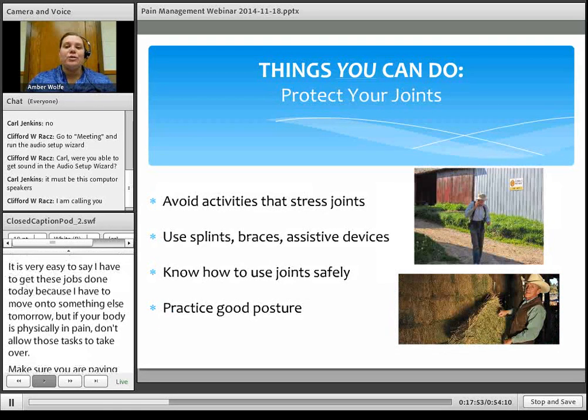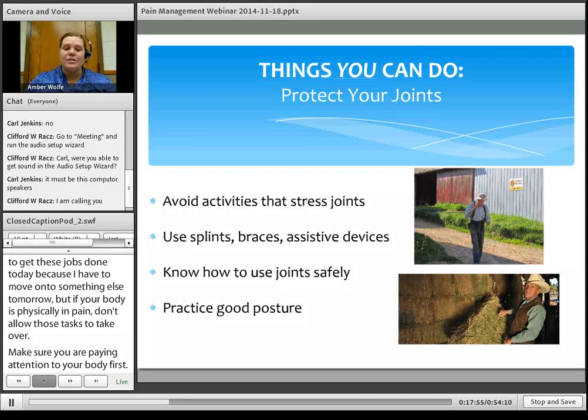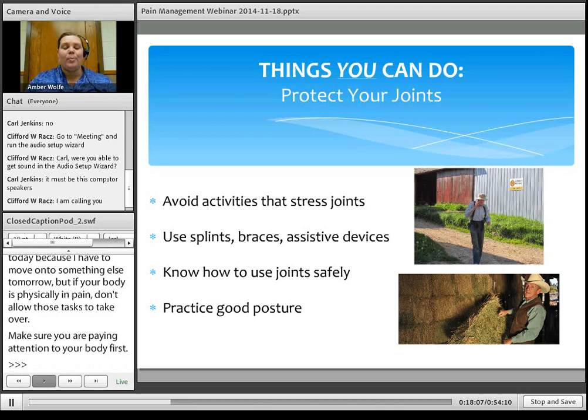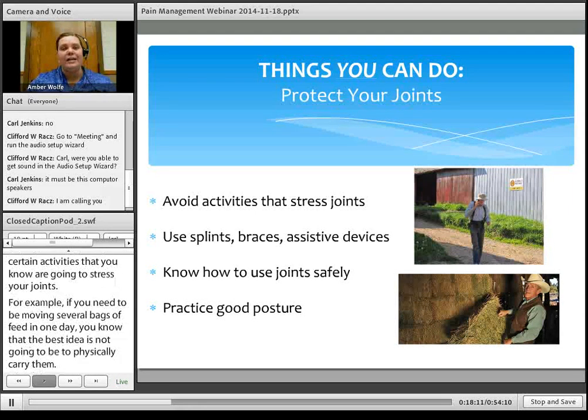Things that you can do to protect your joints before the pain starts. Avoid certain activities that you know are going to stress your joints. So for example, if you need to be moving several bags of feed in one day, you know that the best idea is not going to be to physically carry them. Make preparations to have a small 2-wheel hand cart or a dolly to move that feed. Find a way to avoid using your own body and using those joints to the point that they're stressed.